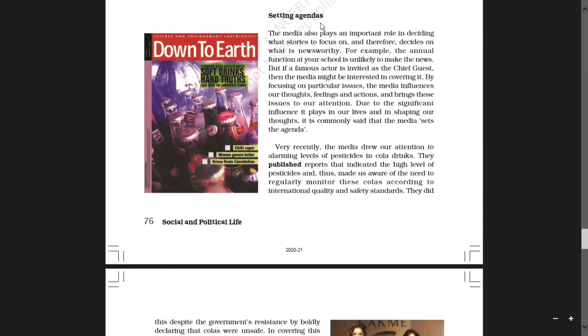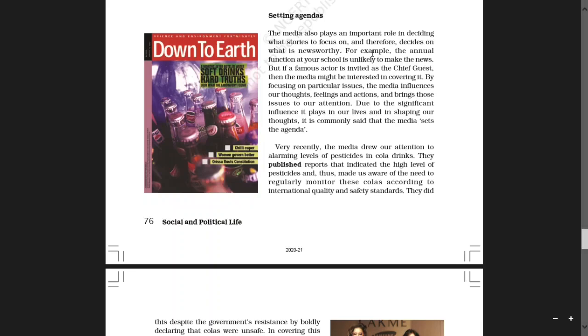Setting agendas. The media also plays an important role in deciding what stories to focus on and therefore decides on what is newsworthy. So, the media also plays an important role here in deciding what stories to focus on and therefore decides on what is newsworthy. Newsworthy means worth reporting as news.